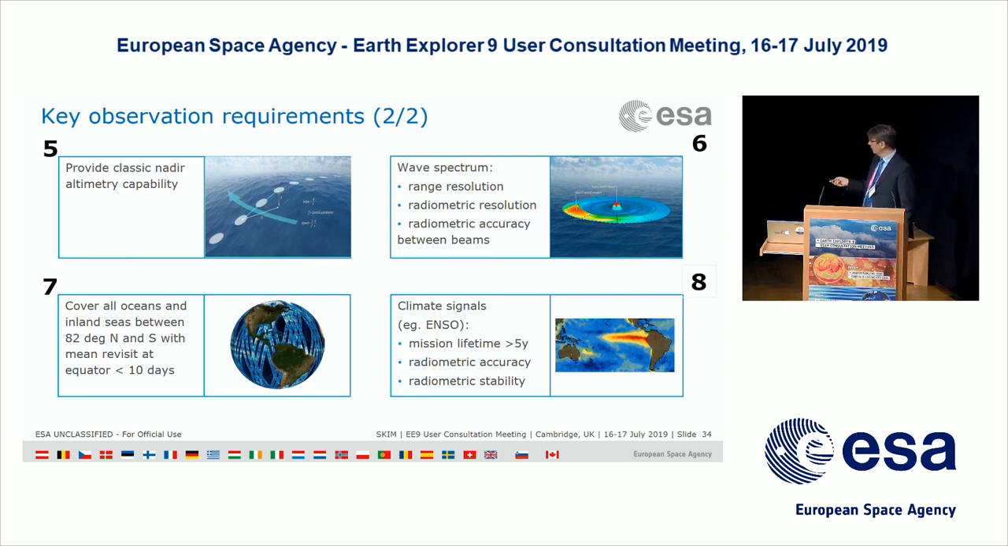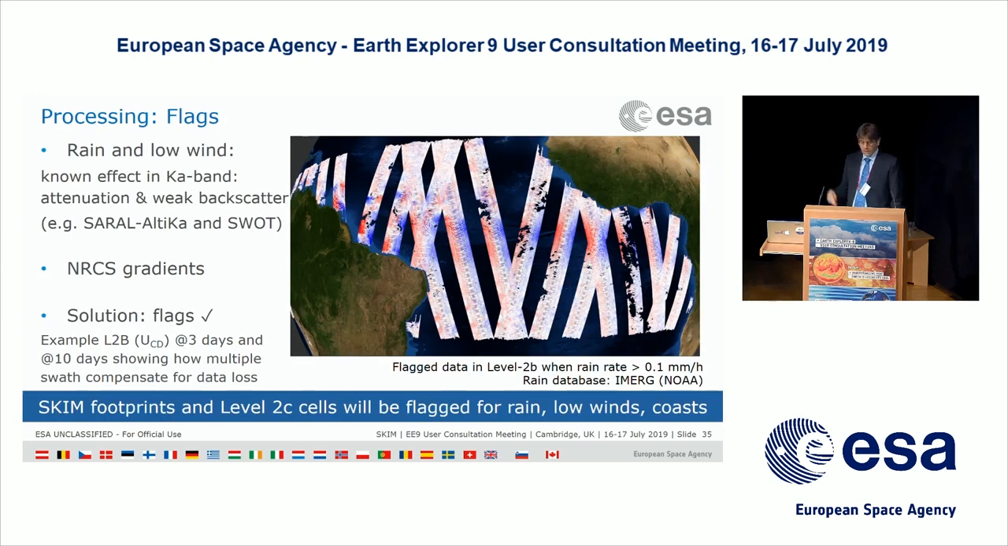One issue can be flagging. Rain flagging is a known issue on K-band systems, but it's actually not so much a problem. This is a simulated flag using a threshold on rain rate of 0.1 millimeter per hour. This is over 3 days, and if you actually wait long enough, the holes get filled in. And so basically, the multiple passes compensate for the data loss.